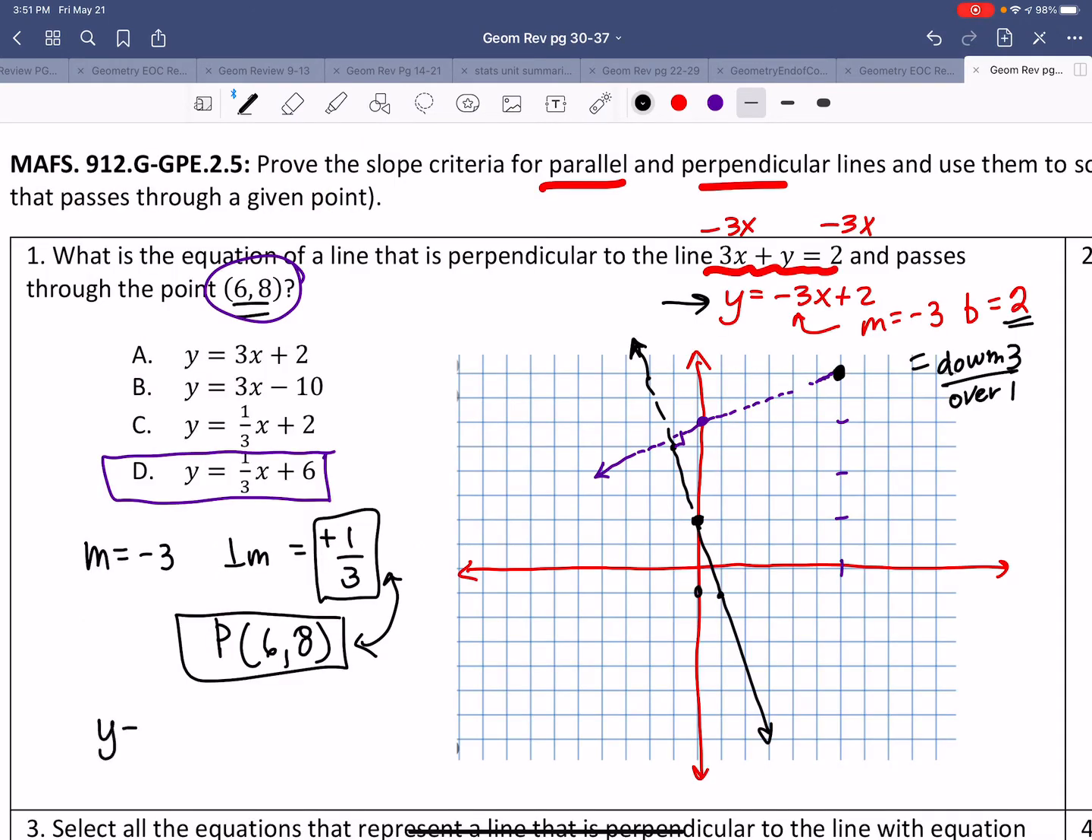So it's y minus the y value equals the slope times x minus the x value. We have our perpendicular slope. They told us to make sure it's perpendicular, so we're going to plug in our perpendicular slope. And then they gave us this point. There's the x value, and there's the y value. So y minus the y value, 8, equals the slope times x minus the x value, 6.